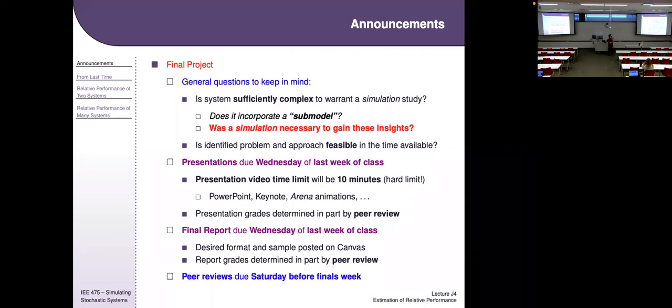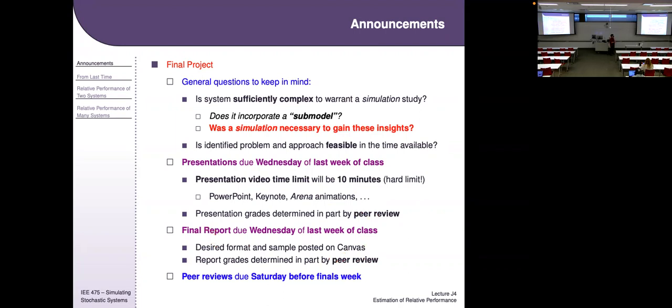You're not going to get penalized for time, but if you go over 10 minutes, it's possible that I will stop watching, or the peer reviewers will stop watching. If you go under 10 minutes, it's possible you'll leave stuff out, and I'll still be wondering, asking a bunch of questions. So 10 minutes is a guideline, but definitely don't go over, though it's okay if you're under. Presentation grades are determined in part by peer review, same thing with the reports.